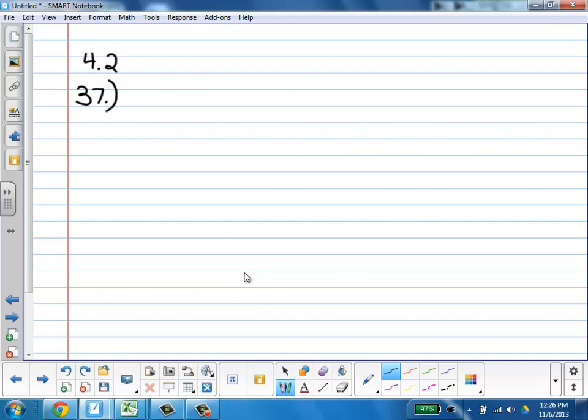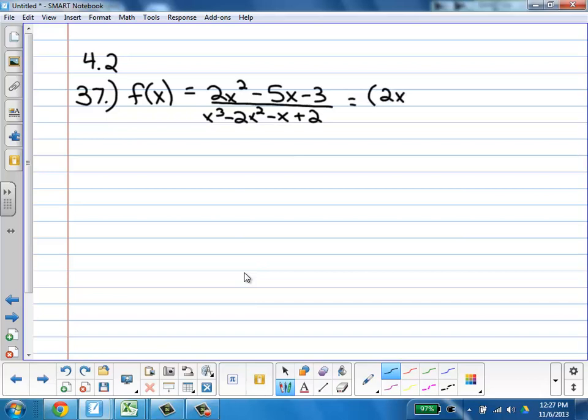So the function is f of x equals 2x squared minus 5x minus 3 over x cubed minus 2x squared minus x plus 2. The top you have to factor to 2x plus 1 times x minus 3. And the bottom you can factor by grouping or synthetic division or whatever works. In the end, you should get x plus 1 times x minus 1 times x minus 2.